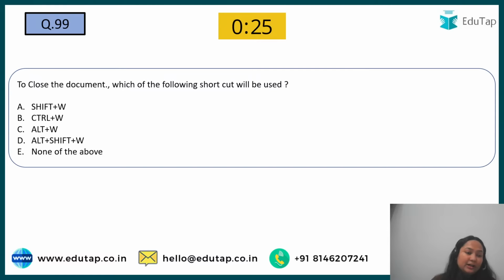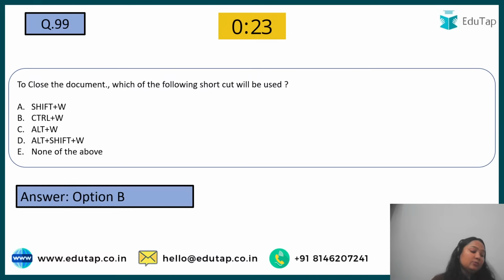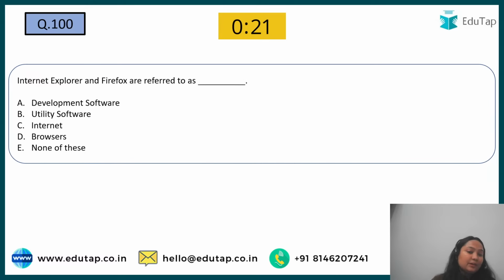The correct answer will be Control W. Very good. Okay. Now last question. Internet Explorer, Firefox are referred to as what? Development software, utility software, internet, browser, none of the above.